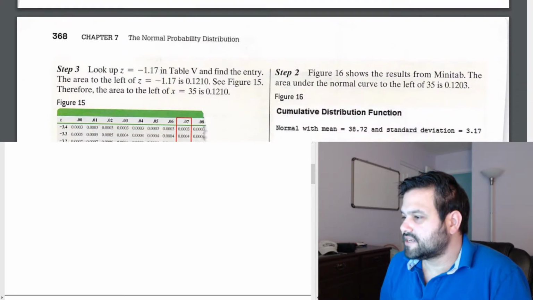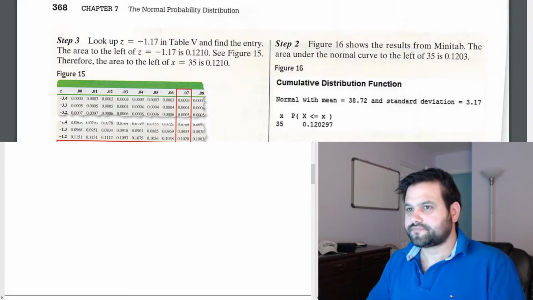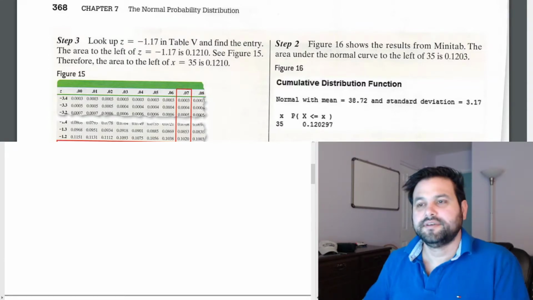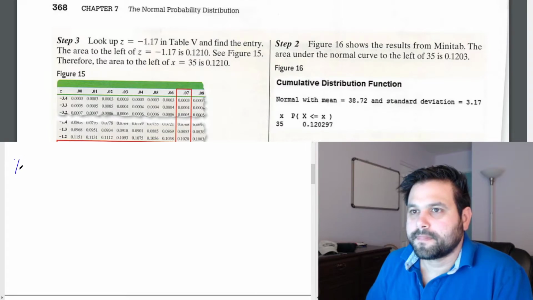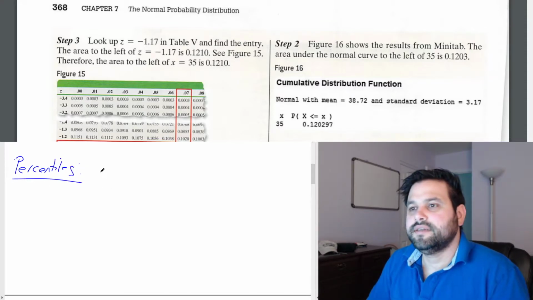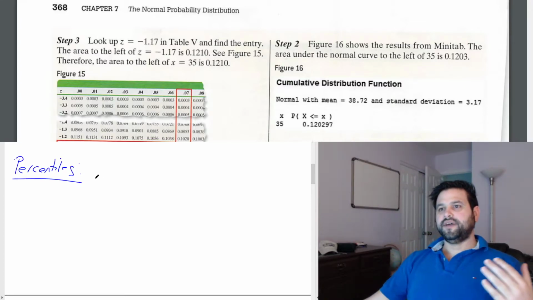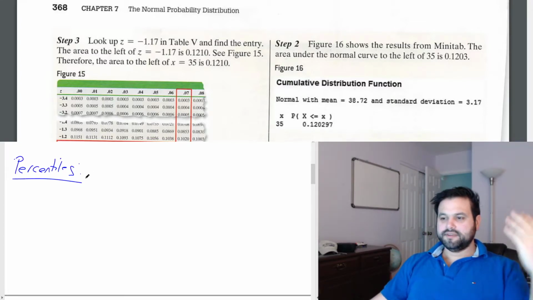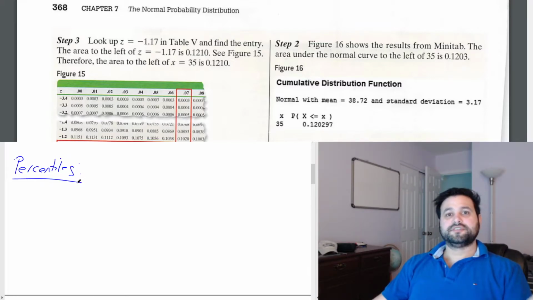And really the next thing we want to talk about is percentiles. So what do we remember about a percentile? Percentile is, if I say that a baby is born in the 83rd percentile of weight, what that's saying is that that baby weighs more than 83% of all other babies.